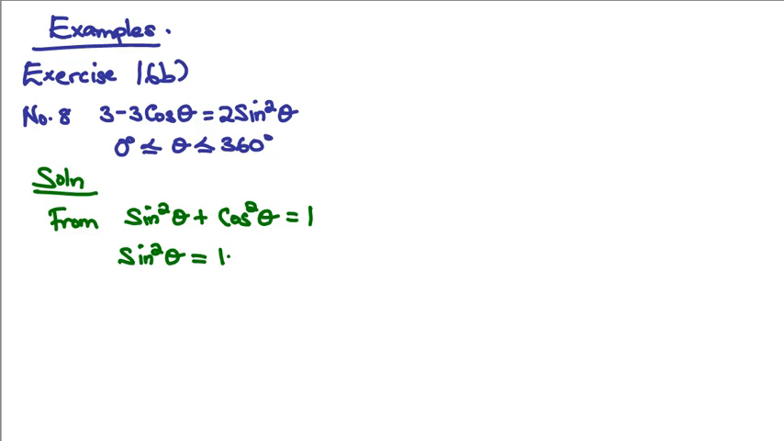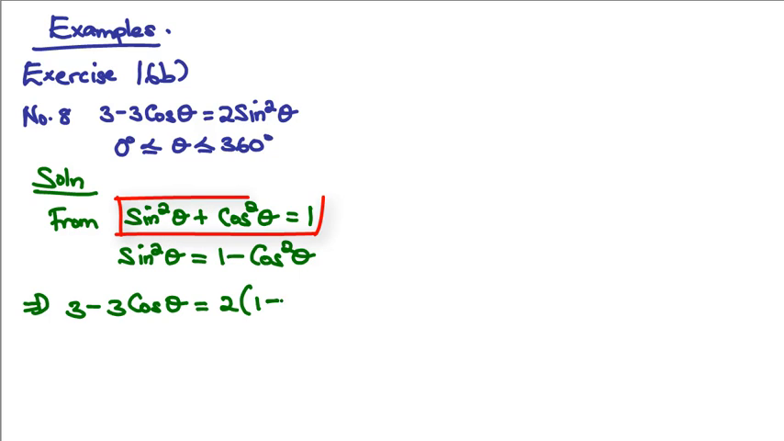So our question is 3 minus 3 cos theta is equal to 2 sine squared theta. We are to find all angles theta in that particular range of 0 up to 360 inclusive. Now from the trigonometrical identities we had the first one as sine squared theta plus cos squared theta equals 1. Our aim here is to replace one of those trig functions, because the relationship between cos and sine only comes through the first trig identity.